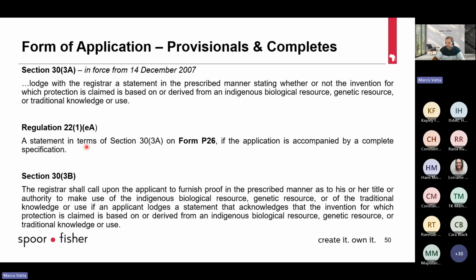Regulation 22(1)(EA) states that this declaration is known as Form P26, and every application must be accompanied by it. Even if the application relates to a mechanical invention that is so far removed from a biological resource or genetic resource, it still needs to be accompanied by the Form P26.